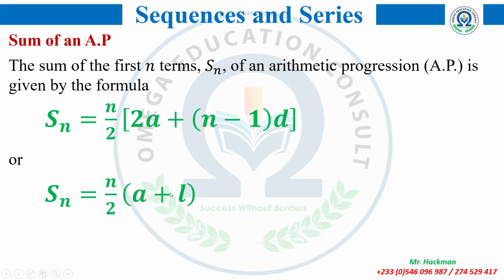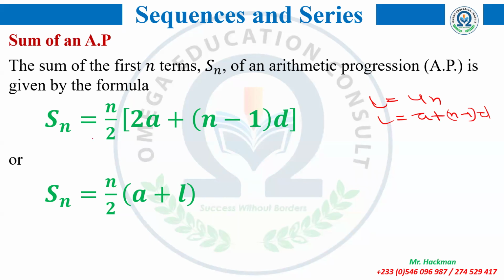And the second one is this. This particular one is embedded in this. If you remember, I said that L is equal to what? U sub n. Do you agree? Our last term. So it means L is equal to a plus (n minus 1)d for any AP. Do you agree, my professors? Yes, please.